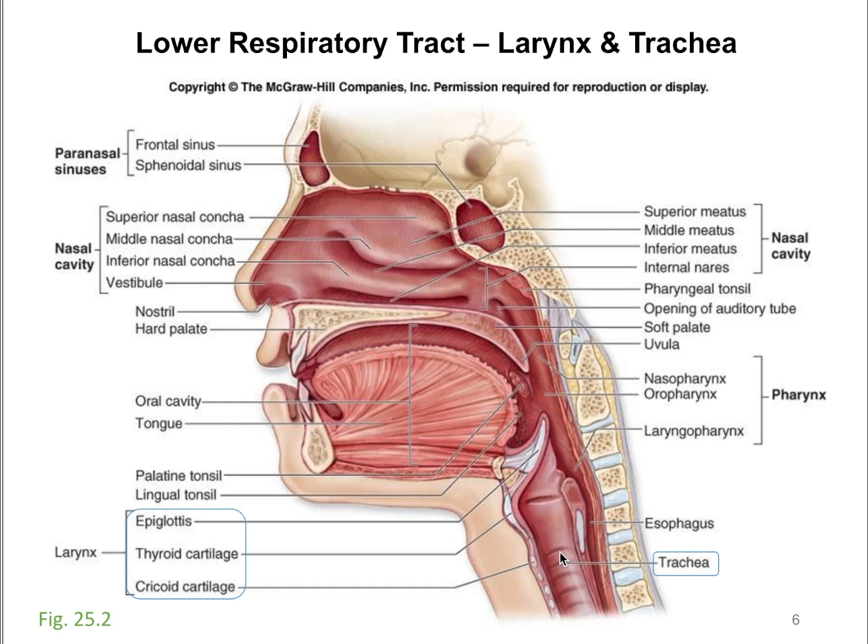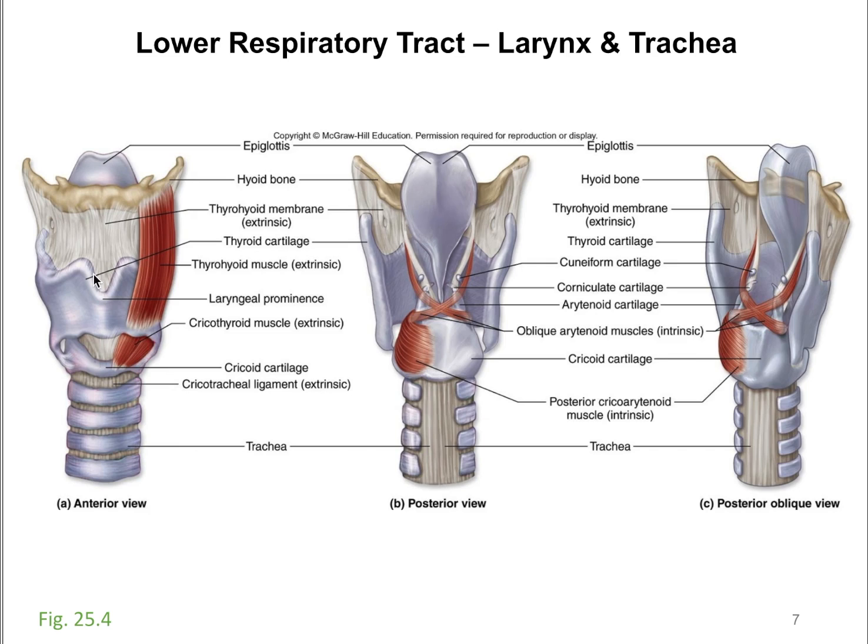So if you have trouble remembering which one is in front, just think of a tracheostomy. They just make a little incision between the cricoid cartilage and these tracheal rings, and they will, just right under the skin, be able to pierce through the trachea and put in an artificial airway. So again, this is the larynx and then the trachea.